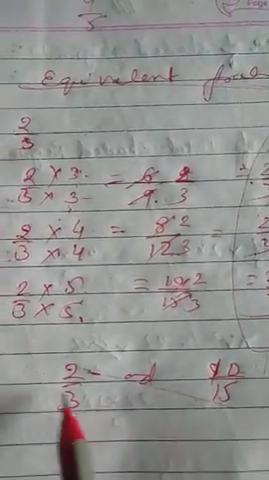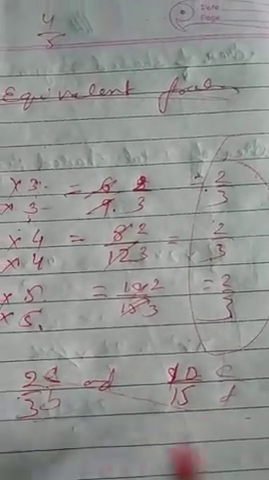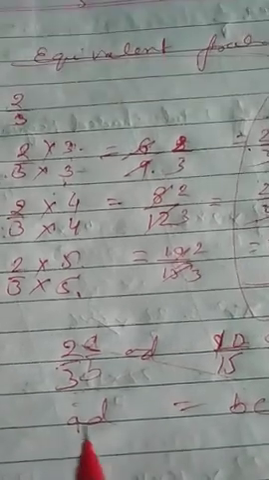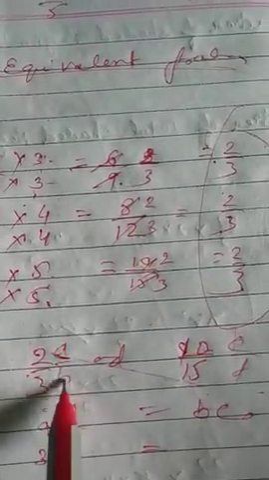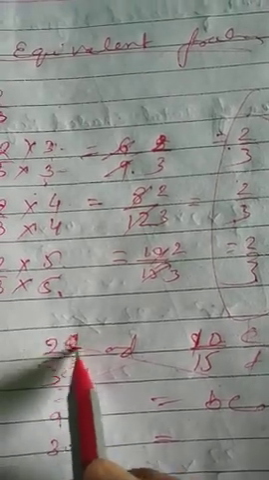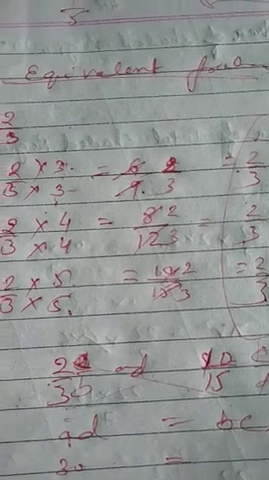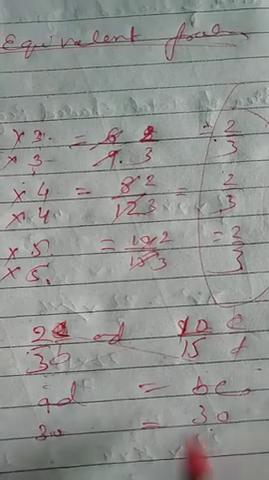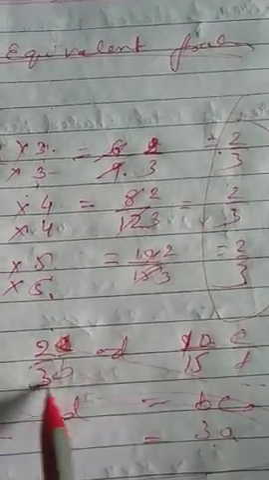Simply, suppose this is A by B and this is C by D. Then A into D is equal to B into C. You have to do it like this. So 2 into 15, we will get 30. It is 2 by 3 and this is 10 by 15. Then 3 into 10, here also we will get 30. 30 is equal to 30, so it is equivalent. So you only have to cross multiply and check whether both sides are coming the same or not.